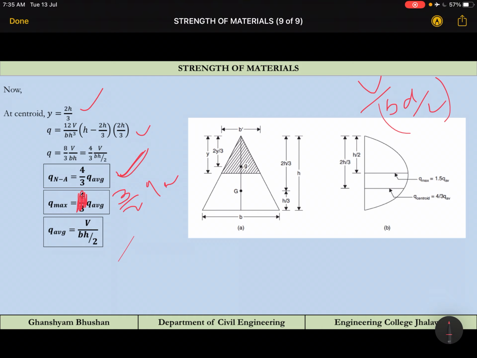So these are some standard sections which you have to take care of. You can also learn the standard values, and if the question is of lesser marks, you can directly use them. But if they are allocating like 10 marks or 15 marks, then first you have to derive the equation for shear stress, and only then calculate for the required depth, whatever they are asking in the question.